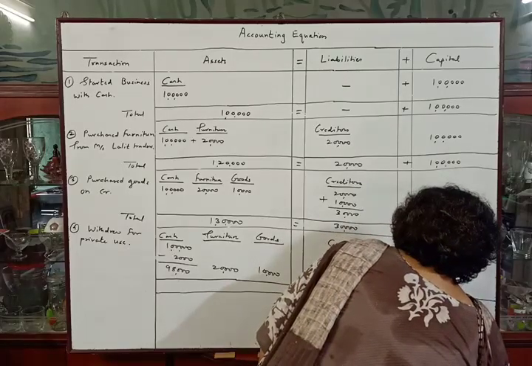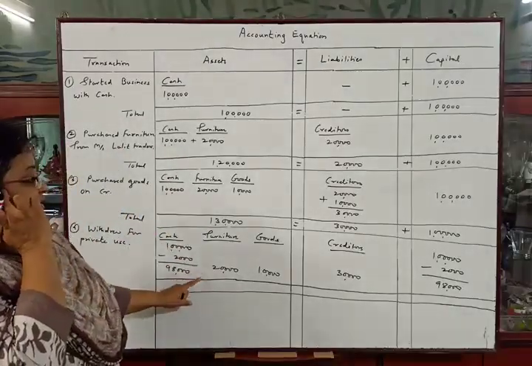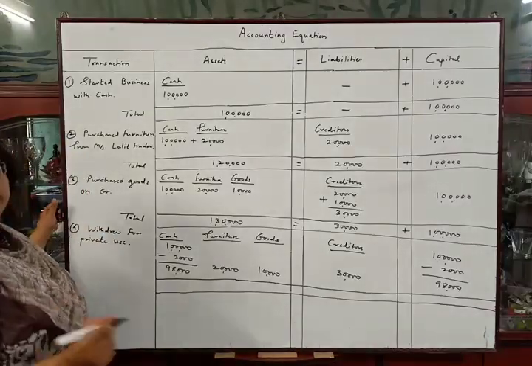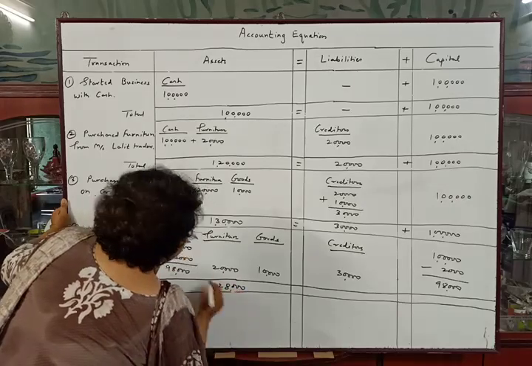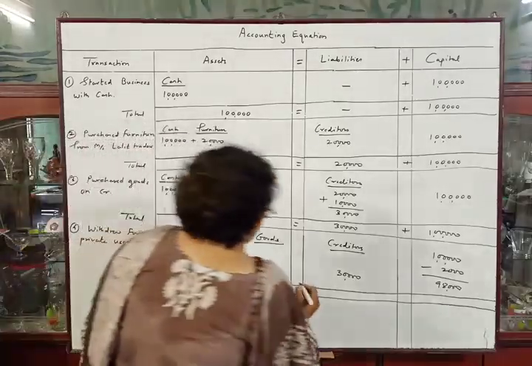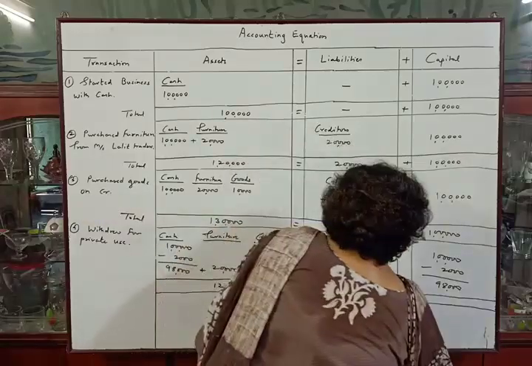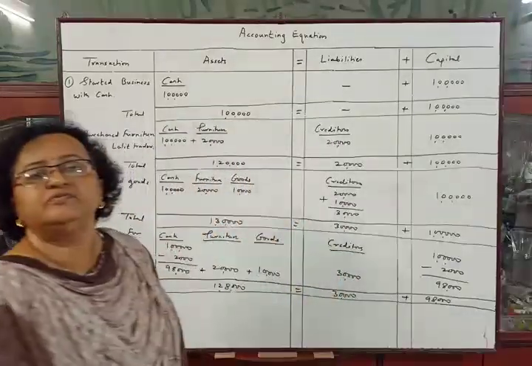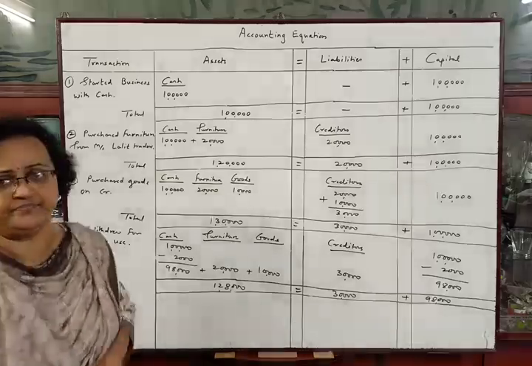Transaction. Let's see whether the equation tallies or not. Total of 98,000 plus 20,000 plus 10,000. It will be 1,28,000. 1,28,000 is equal to total creditors 30,000 plus capital will be 98,000 and 98,000 plus 30,000 means 1,28,000. Okay, so the equation tallies here.